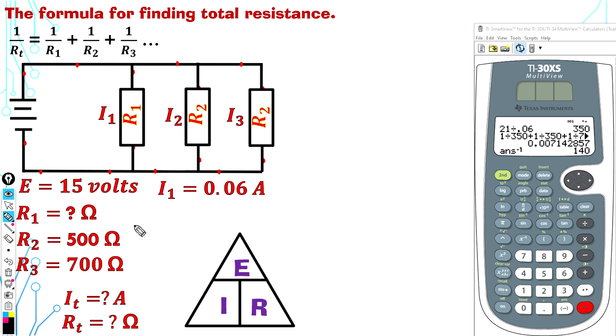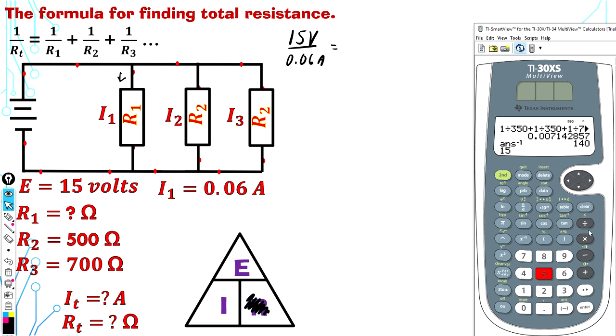All right, so I'm going to solve for my first resistor. I've got 15 volts. I've got 0.06 amps going through here. I'm looking for my resistance. It's E divided by I. So I'm going to take my 15 volts divided by 0.06 amps. And that's going to equal 250 ohms. All right. So now I can find my total resistance.